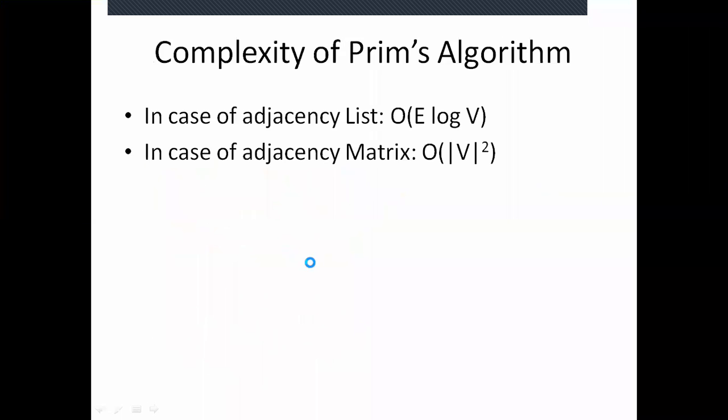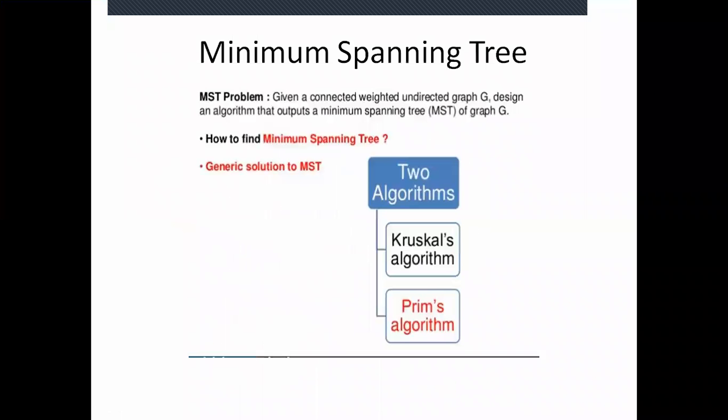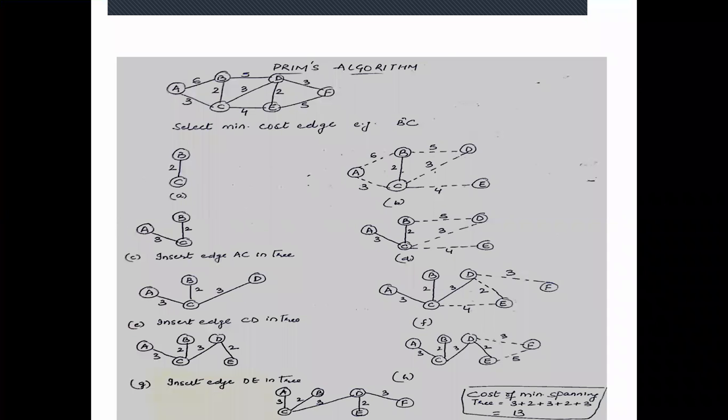Like I had told you, to find out the minimum spanning tree, there are two algorithms. One is Prim's and the other one is Kruskal's. So Prim's algorithm you have already done, and you have seen how to create a tree. So this is actually your spanning tree.